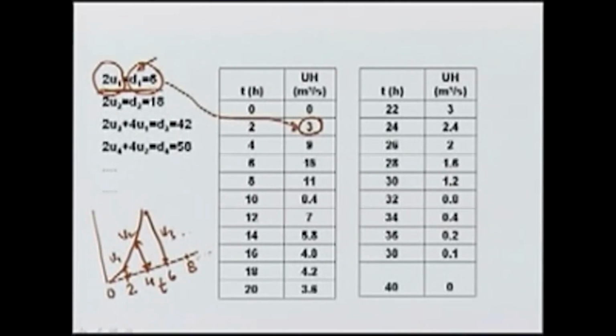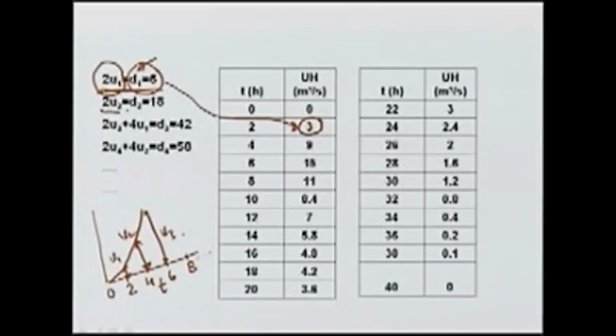Similarly, at 4 hours, since the second rain has not yet started, we have a similar equation which tells us that 2 U2 will be equal to D2. Since D2 is given as 18, U2 will be obtained as 9.